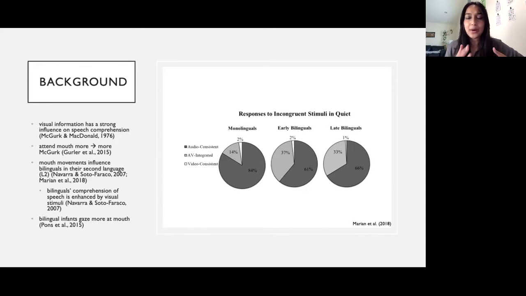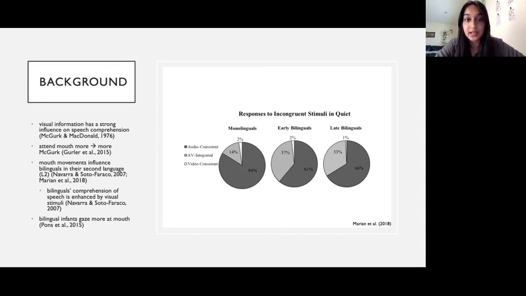So now thinking about bilinguals, what work has been done there? It has been found that mouth movements play a pretty big role in bilinguals, and that they have a strong influence in their second language. It's been found that their comprehension in their second language is actually enhanced by visual information. It's also been found that bilinguals will attend to the mouth movements fairly frequently in their second language.